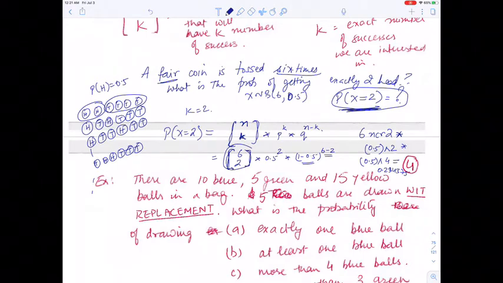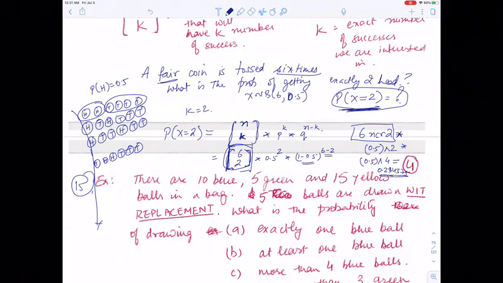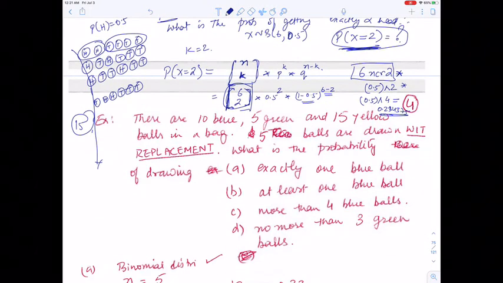If you did only this part, 6 NCR2, there are 15 such combinations. We are making these combinations, and there are 15 of them. You can check that by doing just this part. But if you do the entire formula, you should get this answer. That is the probability of getting exactly 2 heads when a fair coin is tossed 6 times.